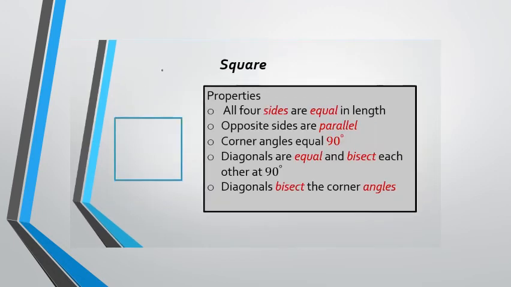Now the last quadrilateral we're going to deal with in grade 8 is the square, maybe the most common one used. So let's see the properties of a square. How do I recognize that this figure will be a square? Now let's look at the properties. All four sides are equal in length. That means that all of them must be the same length.